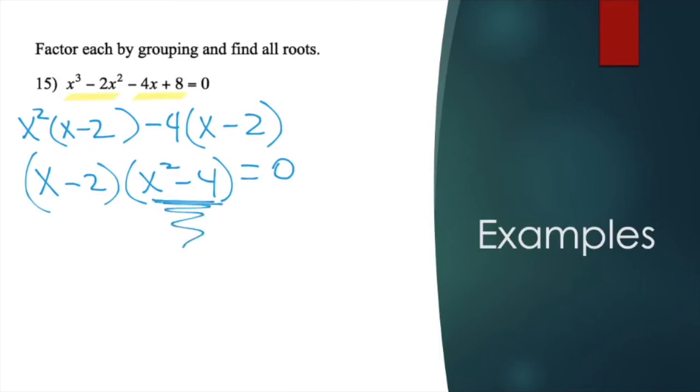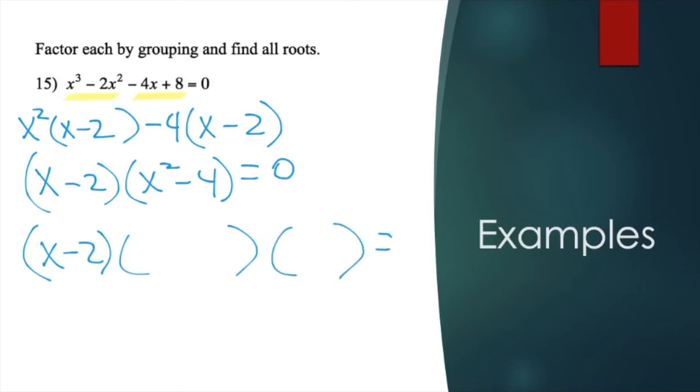What is x squared minus 4? We're factoring this one. It's going to become 2 pieces. It would be x minus 2 and x plus 2. This is called the difference of squares.